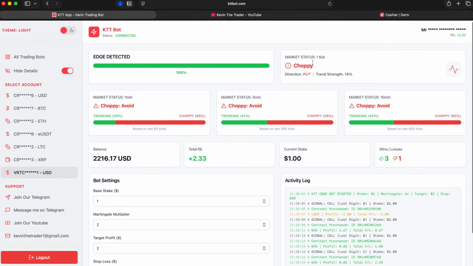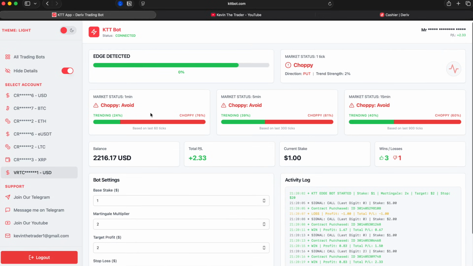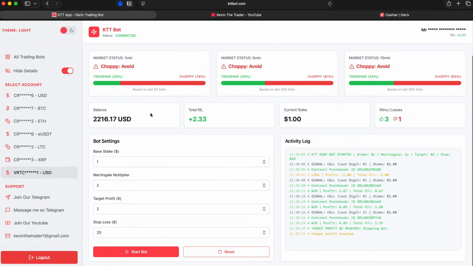But my parameter is I wait here up to trending, and I wait here, the trending is above 30%, and the trending is above 30%, and the trending is above 30%. Then I will take a trade. And as you can see, the market condition is not good, so I will not force myself into a trade because the market condition is not good at all, right? So that's how you lose.